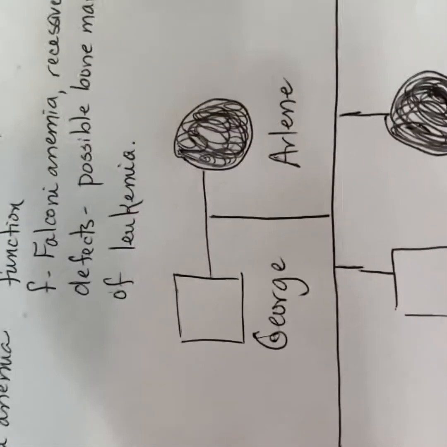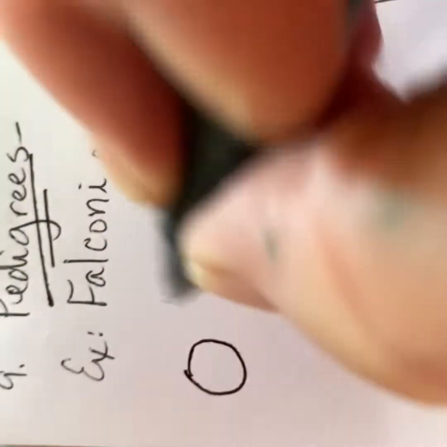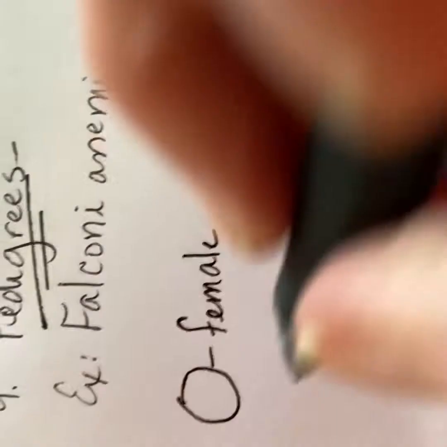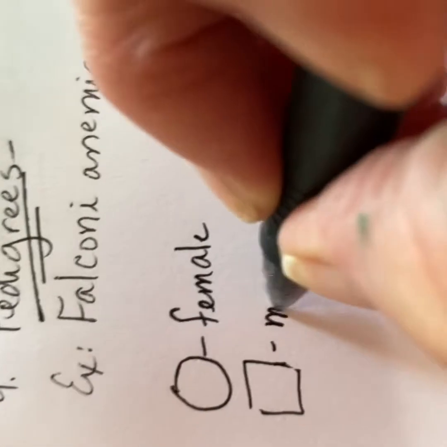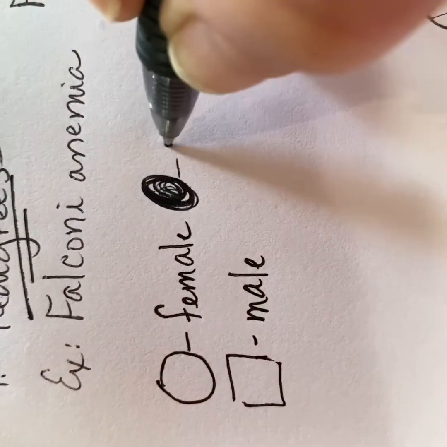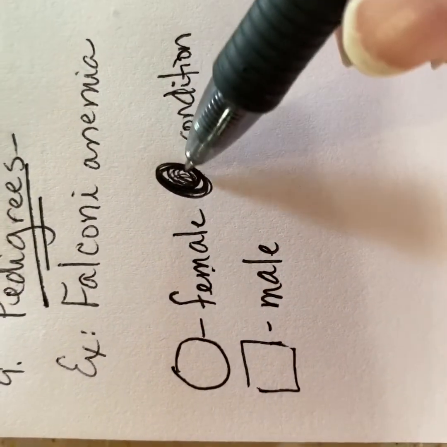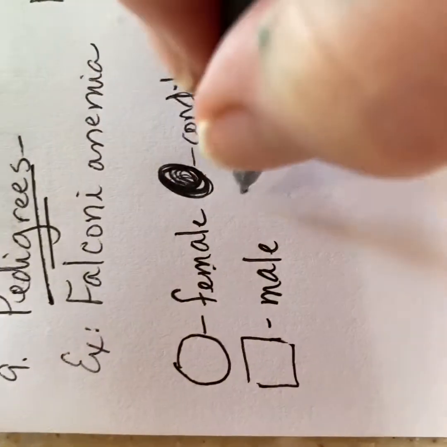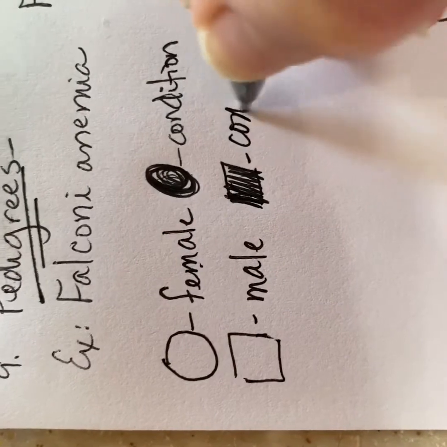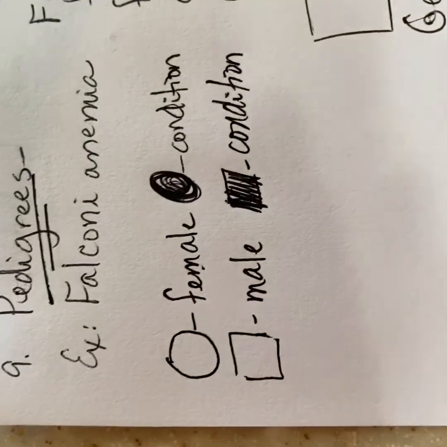So let's talk about some of the aspects of a pedigree. If you see a circle, first of all, that's a female. If you have a square, that is a male. If you have a circle that is colored in, that's a female with a condition, whatever you're talking about. If you have a square that is colored in, that is a male with a condition.